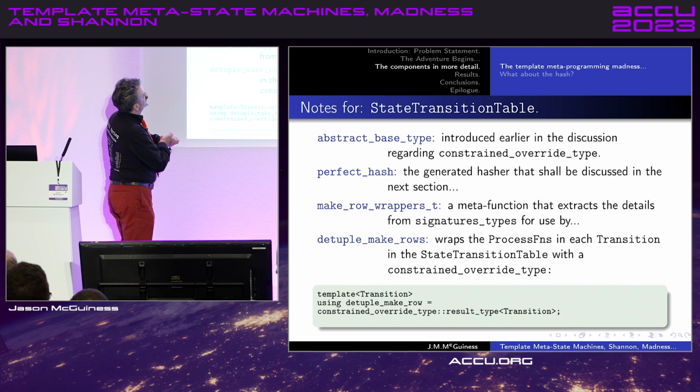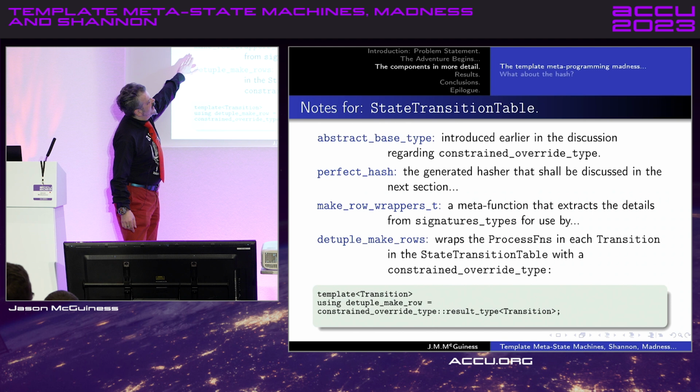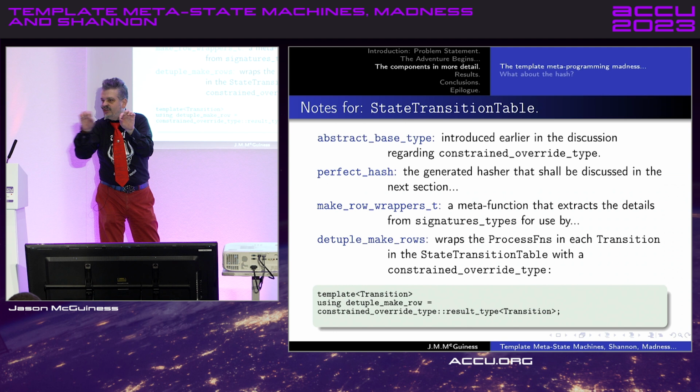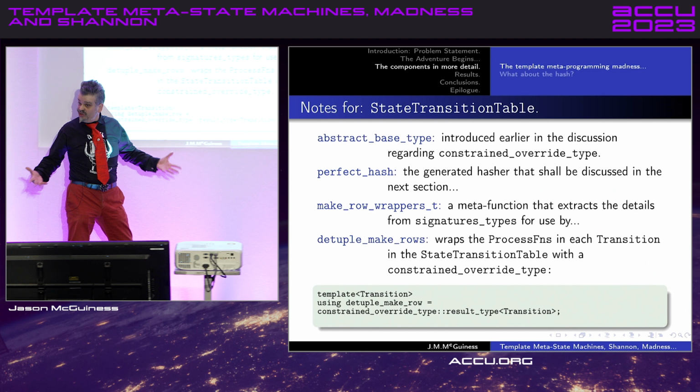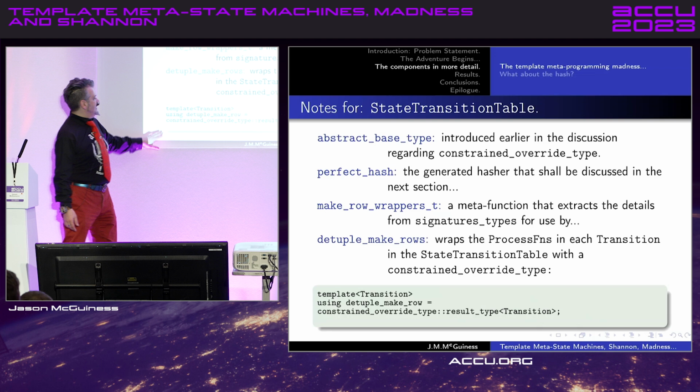To repeat, briefly, we've already introduced the abstract base type. You sort of know what the constrained override type is. We'll talk about the hasher. This thing here is a meta function that extracts the details from signature types to be used by dtuple make rows, which wraps the process functions, the transition process override. There are many of them, thus process fns, and it's fn, not fun, because I don't think there's much fun here unless you really like this sort of code. And then what we get is this. It's really quite ugly.